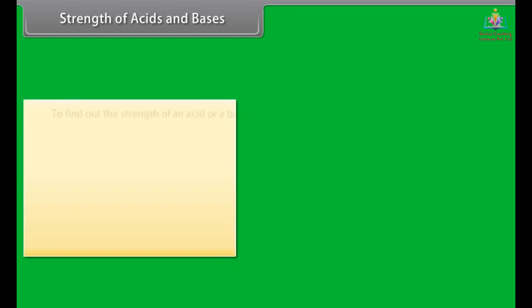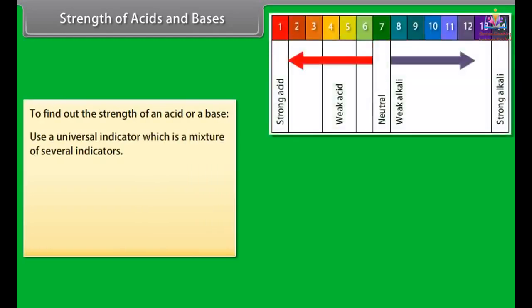Reaction with water. When acids are mixed in an aqueous solution, they produce ions. When dissolving an acid or a base in water, you have to remember that it is a highly exothermic process.